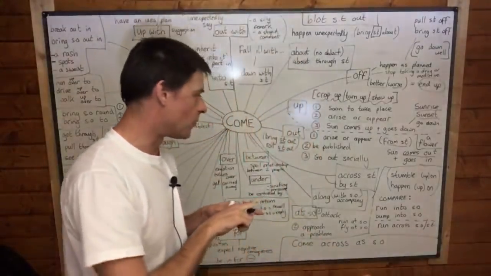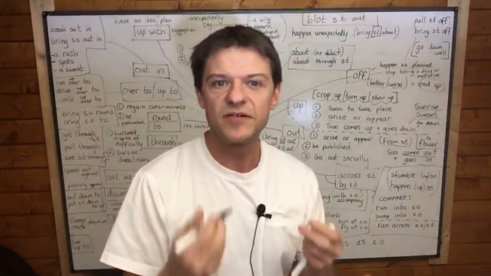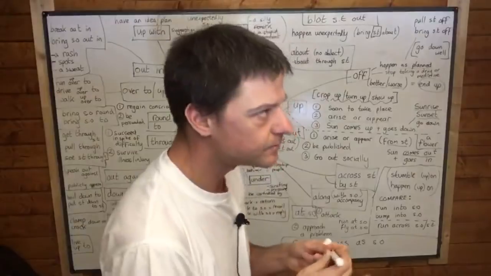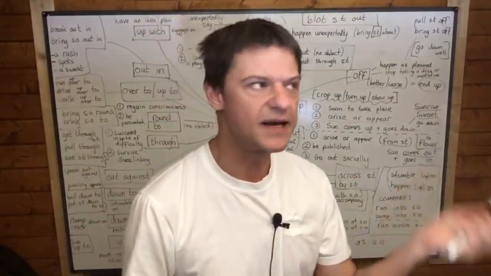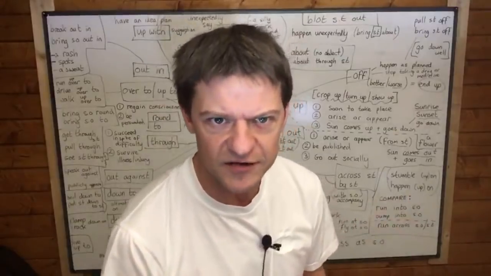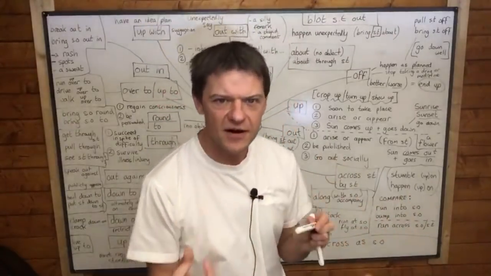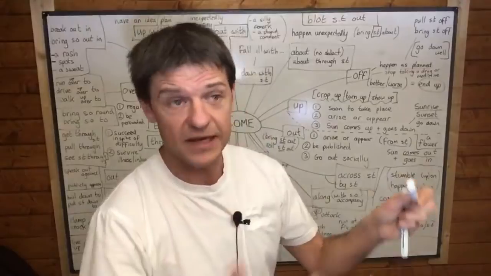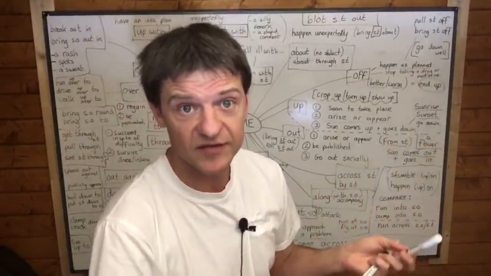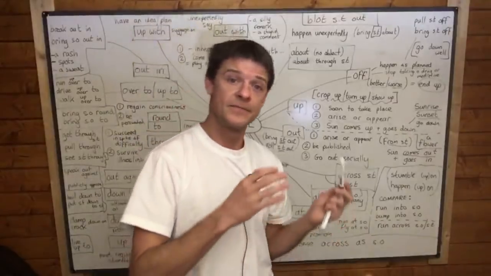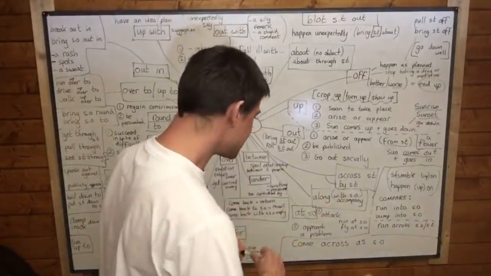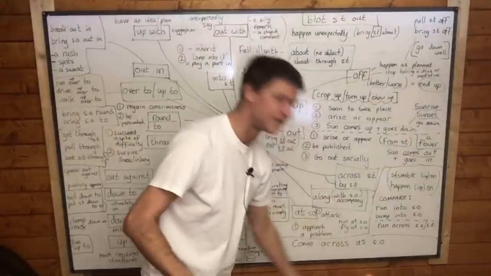Come across as someone means to be perceived in that way. So you might say, he was in a really bad mood yesterday, and in the meeting, he came across as aggressive. Or he came across as a nasty man. And it just means everybody thought that he was nasty, he was aggressive, because of his tone of voice, because of his way of speaking. He came across like that. So come across as someone.